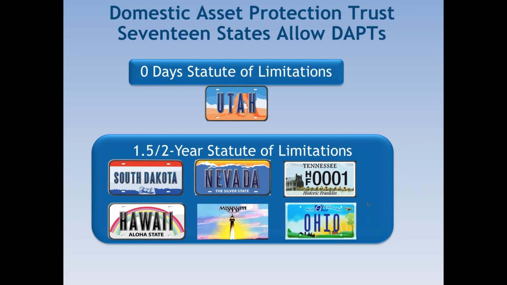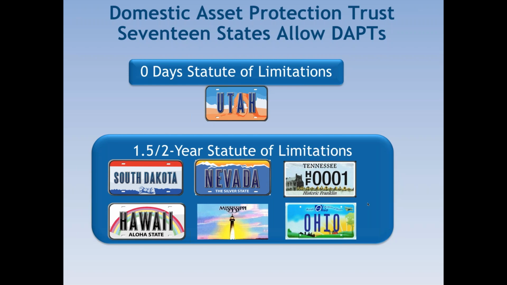Ohio has a 1.5 year statute of limitations. Nevada, which tries to make a lot of noise saying they're so great, has a 2 year statute of limitations for future creditors. So what that means is if you set up an asset protection trust tomorrow and you funded it with the properties that you want to put into it, you transfer title into the trust. In Utah, you're automatically protected.